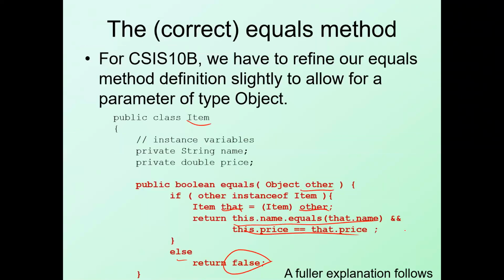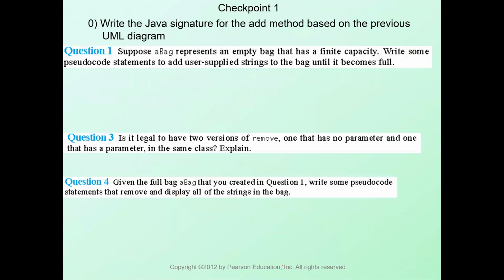Okay, and I will give you more information in the second part of the lecture on this whole object class notion and why that applies. There are some little quiz questions here, which we'll just look at really fast. Question 1, suppose a bag represents an empty bag that has a finite capacity. Write some pseudocode statements to add user-supplied strings to the bag until it becomes full.